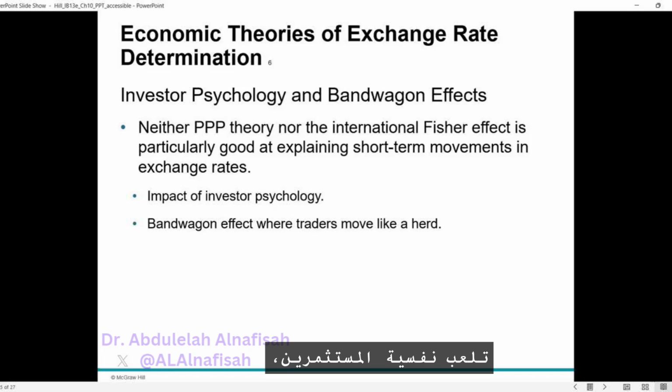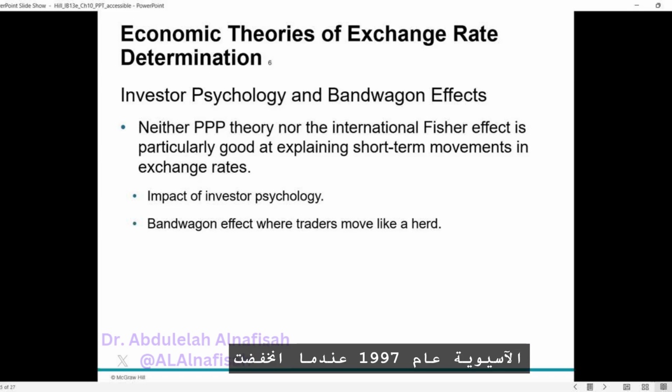Investor psychology, often swayed by political and microeconomic events, plays a crucial but unpredictable role in exchange rates. Bandwagon effects, often amplified by political actions, were also evident during the 1997 Asian financial crisis, when multiple Southeast Asian currencies depreciated sharply.